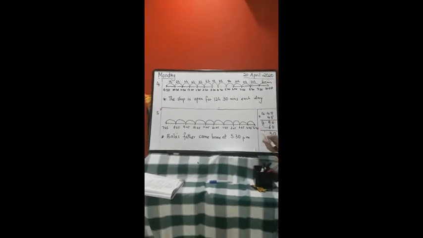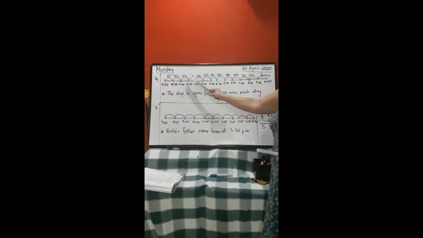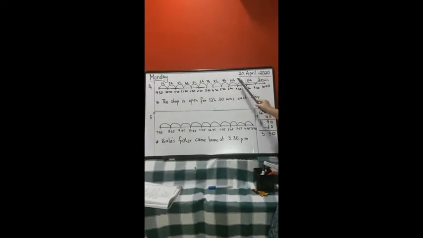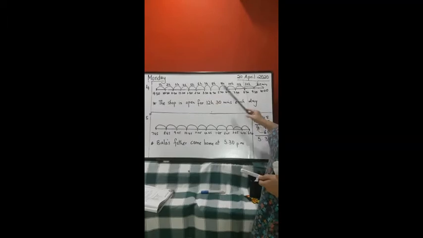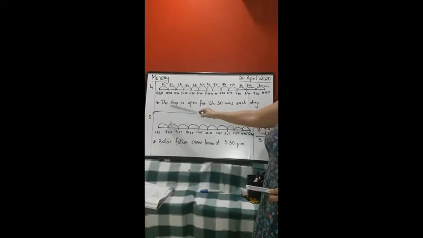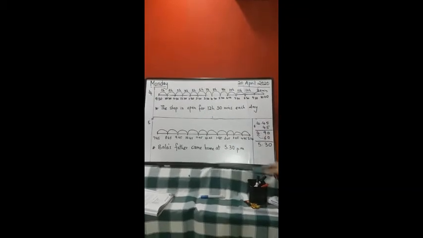So the shop closes at 10 o'clock. Now this is 1 hour, 2 hours, 3, 4, 5, 6, 7, 8, 9, 10, 11 and 12 hours. Now from 9:30 to 10 o'clock, how many minutes? 30 minutes. So the shop is open for 12 hours 30 minutes each day. Leave a line and then you write your statement: The shop is open for 12 hours and 30 minutes each day.